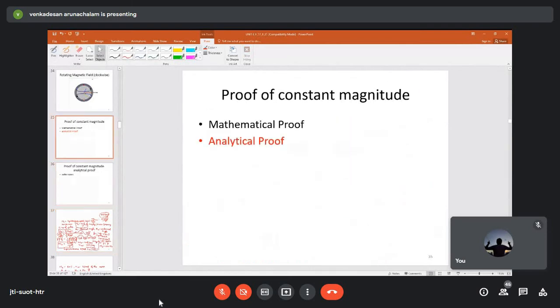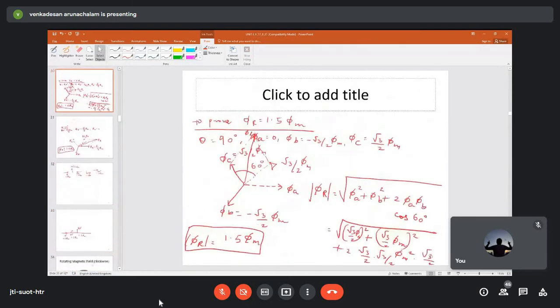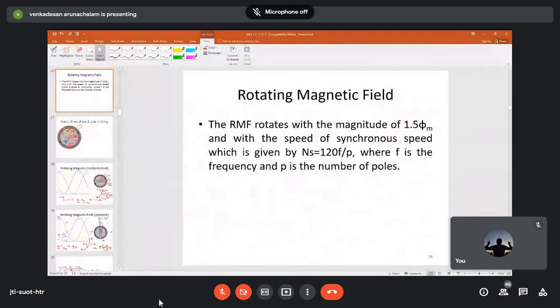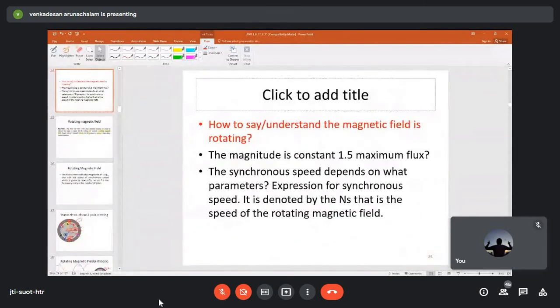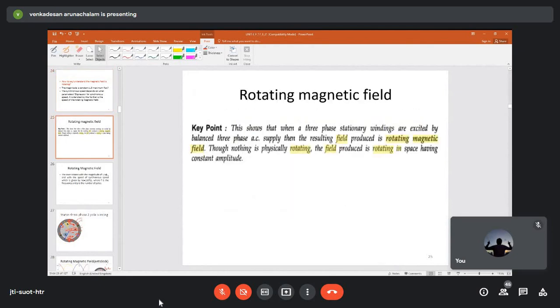So have you got the answer for all the three questions? Yes. So you have to remember 3 points in your mind. The rotating magnetic field is rotating and the magnitude is always constant, 1.5 times of phi m, and it is rotating at synchronous speed. That expression is given by 120 f by p, right?